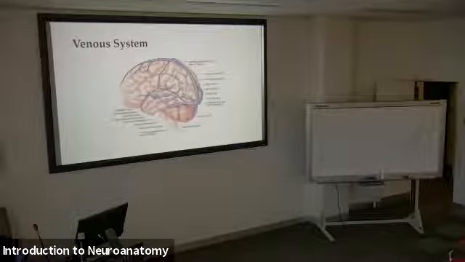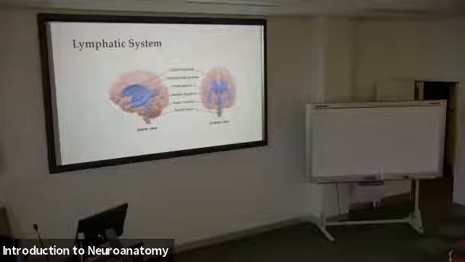This is the venous system, so this is how you drain the blood back out. There's this little mohawk-looking thing that wraps around the temporal lobes as well, and then there's one that goes around the cingulate. They're basically taking all of the waste products, the deoxygenated blood, and pumping it back down through the vena cava into the heart. And then the lymphatic system.